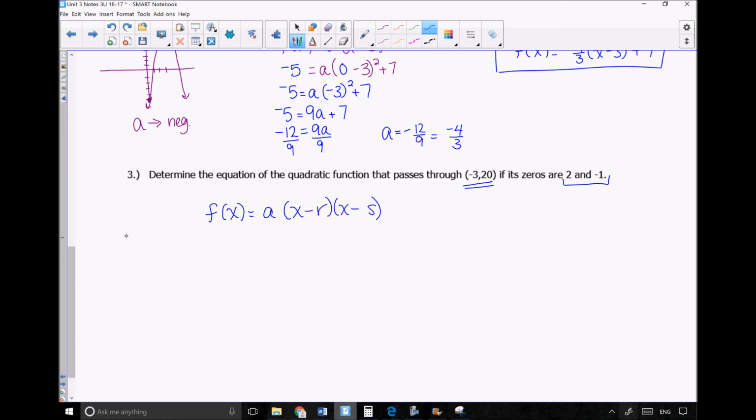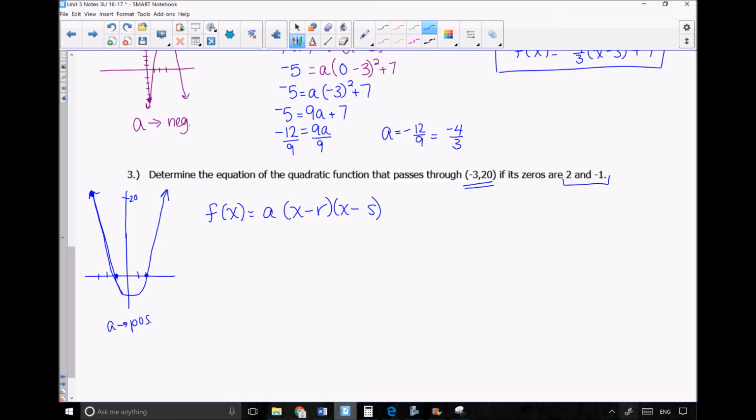But same thing, I want to draw a sketch of it to see what it's going to look like. So if the zeros are 2 and -1, here are where my zeros are going to be. But I also know that it passes through the point (-3, 20) up here. So that means that it's going to pass through this point right here. So the graph has to go down and try to get it to actually go through your root right here. And this is what your graph should end up looking like. So that means that a is going to have to be positive.